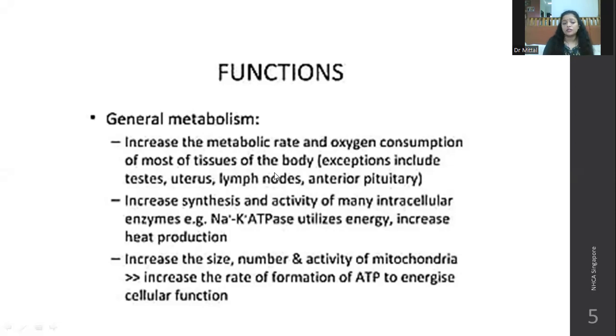There are certain exceptions, like testes, uterus, lymph nodes, anterior pituitary. The oxygen consumption of these specific parts of the body is not dependent on thyroid hormones.